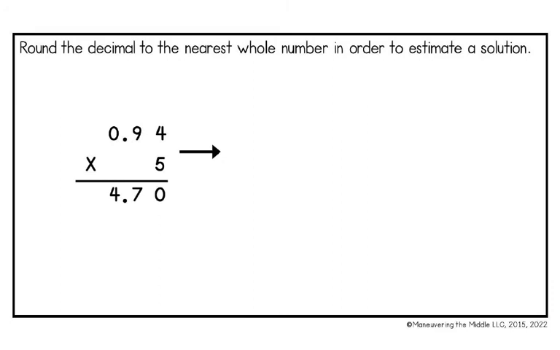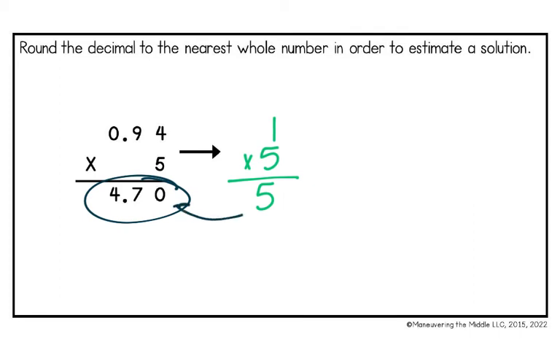So we have 0.94 times 5. So remember, we need to be rounding to the nearest whole number. So 0.94 is going to turn into 1. 5 would stay 5, and 1 times 5 is 5. So our actual answer was 4.7, and our estimated answer was 5, and that is pretty close. So I would say that was correct.